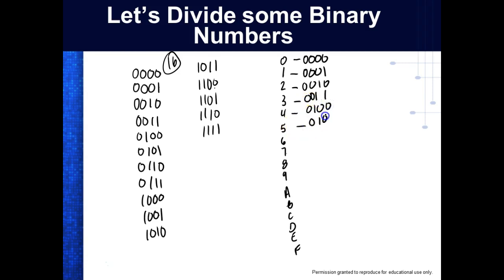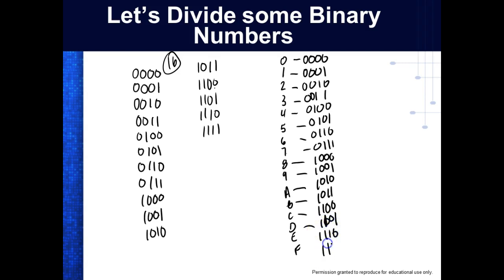This would be equal to 5, 6, 7, 8, 9, A, which is 10, right? B, C, D, E, and F. I've run out of combinations on base 16, and I've run out of combinations on base 2, unless I add more digits. Everybody understand that?